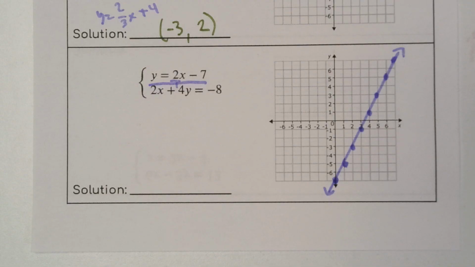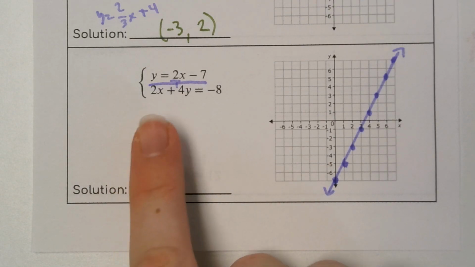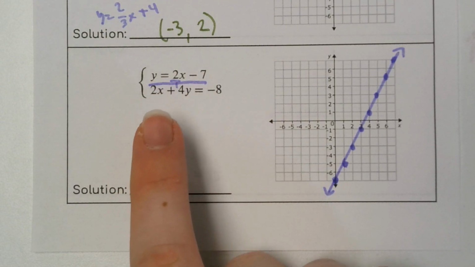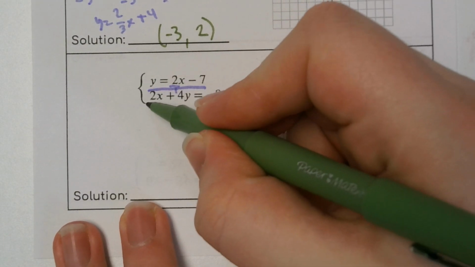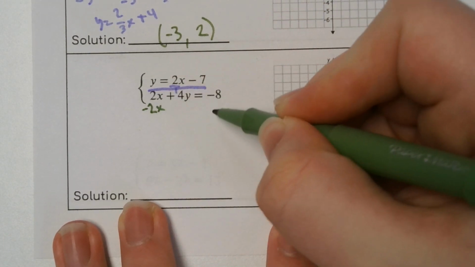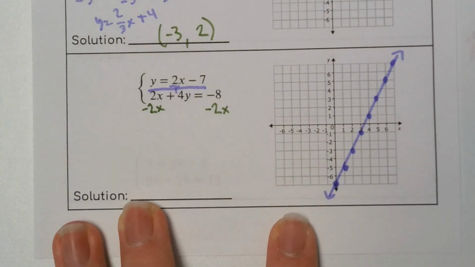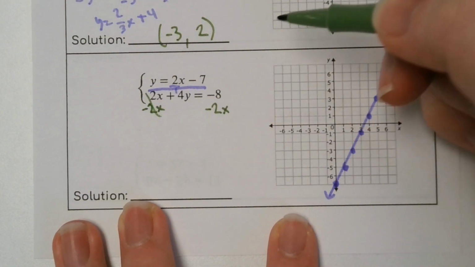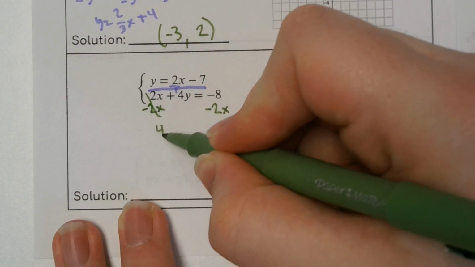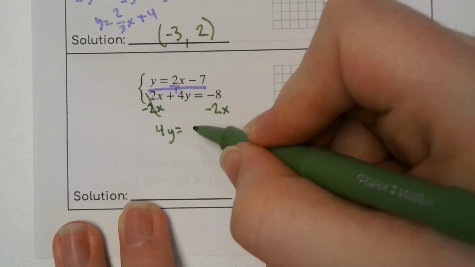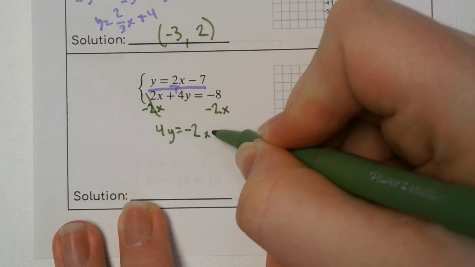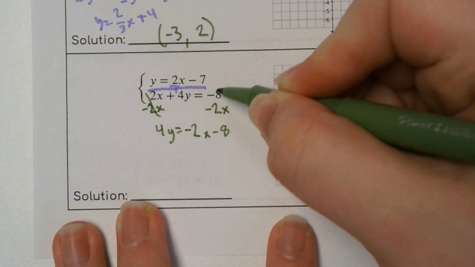All right, this next one is in standard form, okay, because we don't have y alone. So we have to do what we did before, get rid of this x in front. So we're going to subtract 2x from both sides, leaving us with 4y on the left equals, and then we cannot combine them. So we leave it as -2x minus 8. Leave them separate.